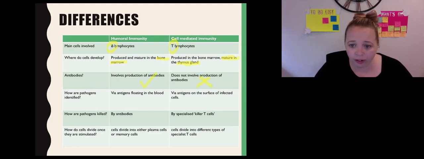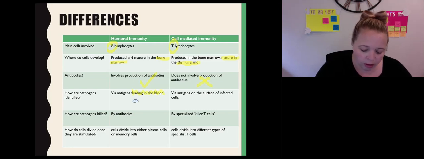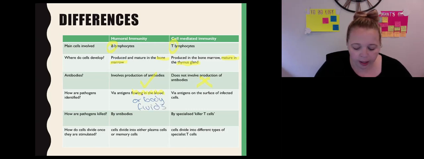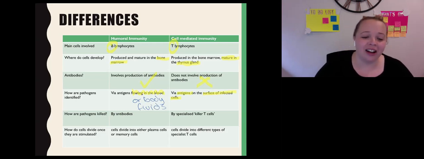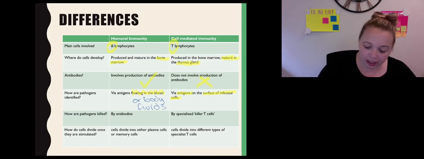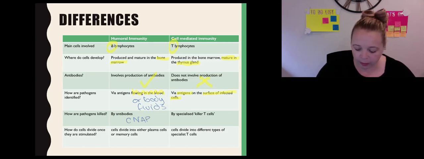The pathogens are identified because they are floating around in the blood or body fluids. Okay, that's why the humoral was the body fluids. This one, the second one, the cell-mediated immunity, it is on the surface of infected cells. So that's what it's looking for, infected cells. What is it? Cells. All right, so how are they killed? By antibodies in this one. In this one, we want to add in here SNAP, okay, by specialized killer T cells, and we want to add in that they're poking holes in cell membranes.